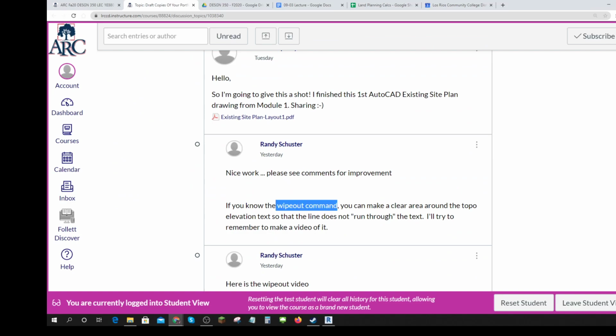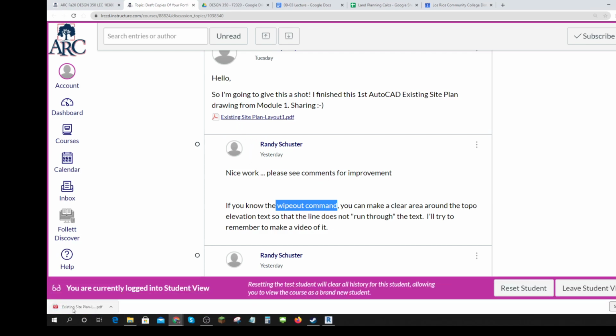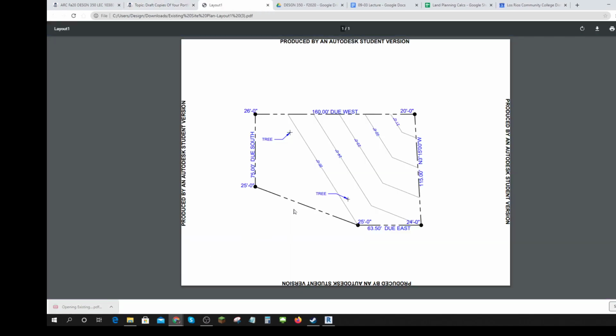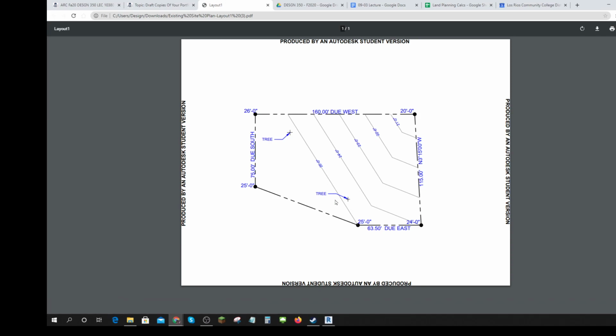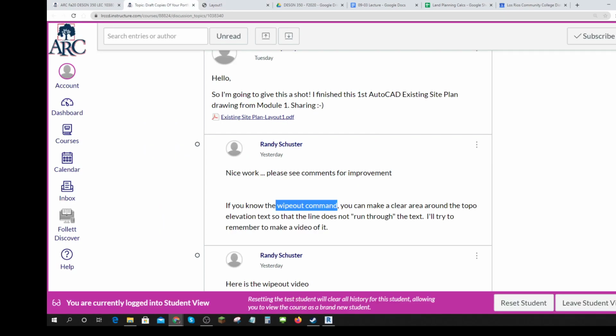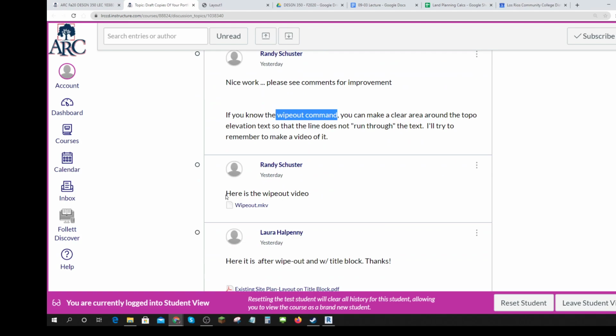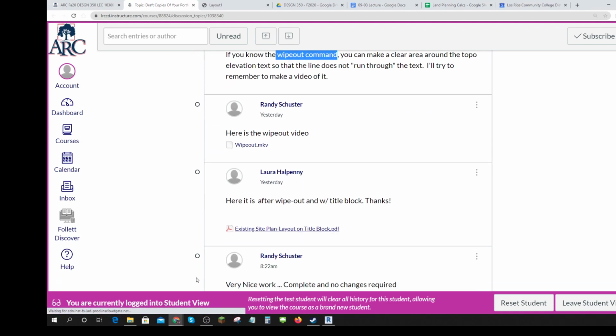So I asked about the wipeout command because let's take a look at that again. The numbers are on top of the line and it looks like a strikeout. And that's not going to hurt anybody or kill anybody, but usually they like to see a little break in the line on either side. So I suggested using the wipeout command. And Laura got a hold of me and said, the what? So I said, here's a video of it. So there's the wipeout command if you don't know how to do the wipeout command. And now here it is afterwards.